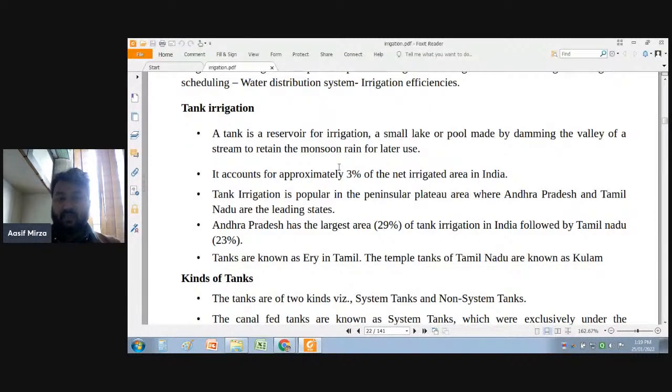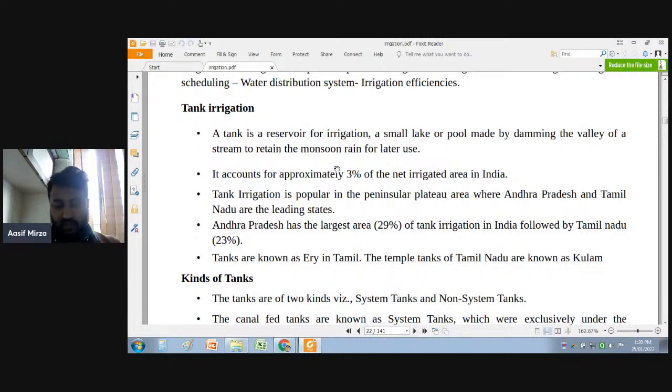So, a tank is a reservoir for irrigation, a small lake or pool made by damming the valley of a stream to retain the monsoon rain for later use. It accounts for approximately 3% of net irrigated area in India. Tank irrigation is popular in the peninsular plateau area, where Andhra Pradesh and Tamil Nadu are the leading states.